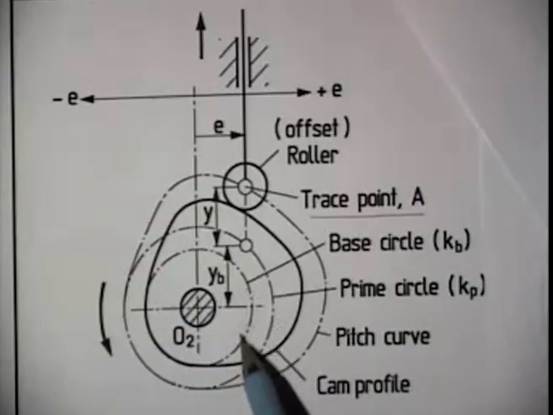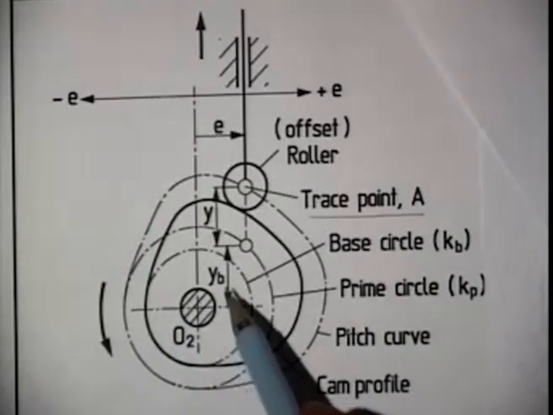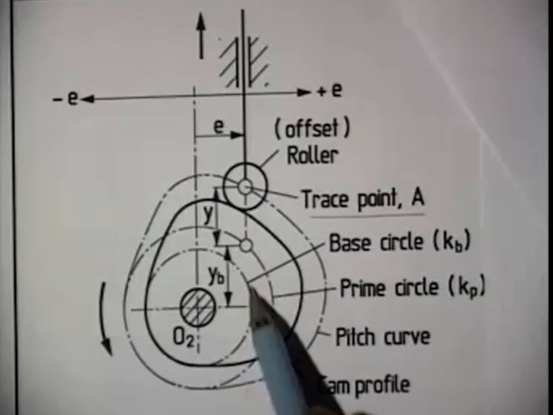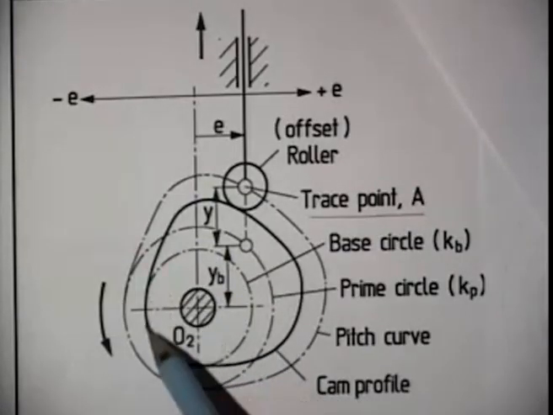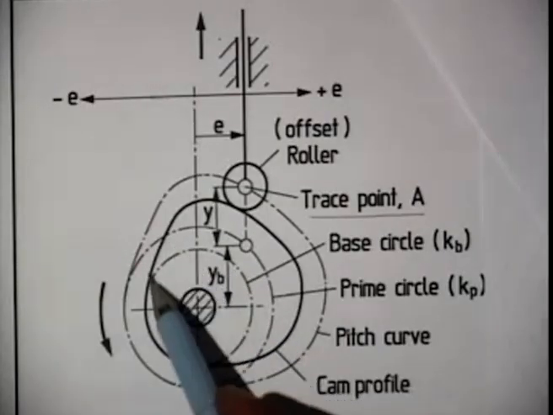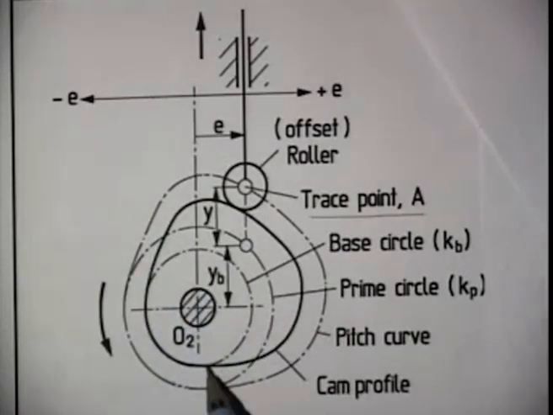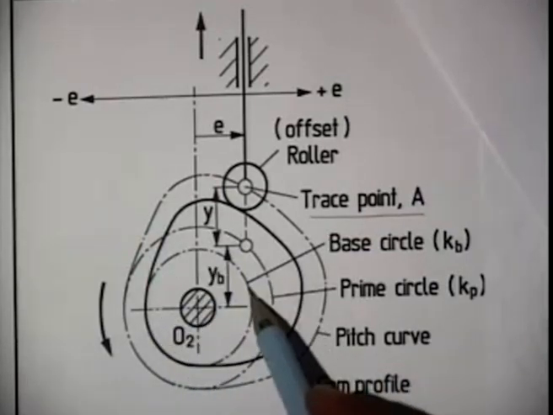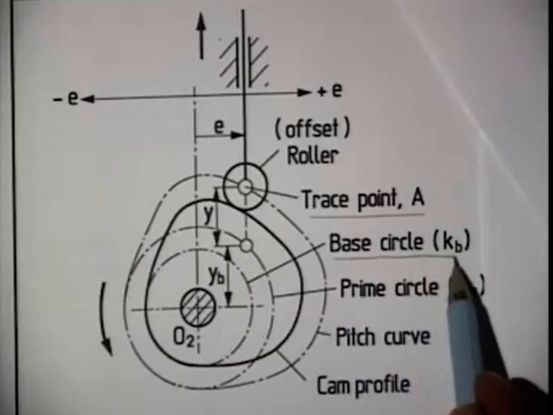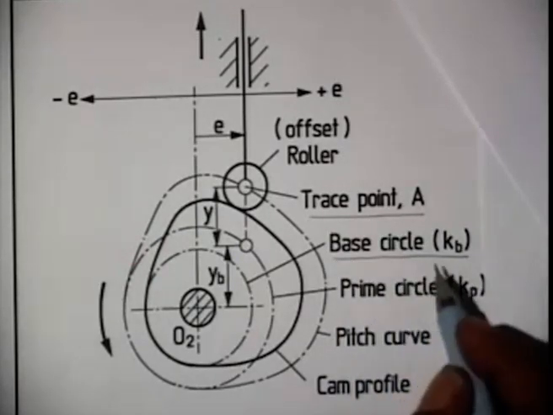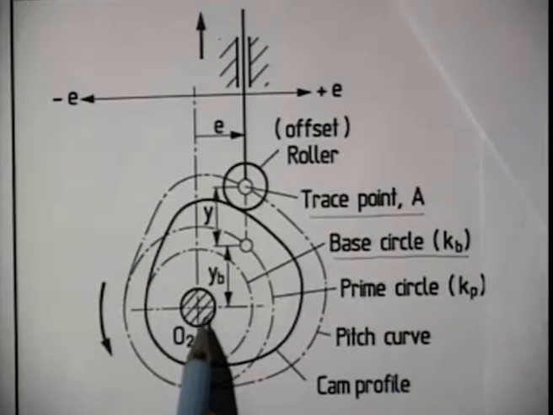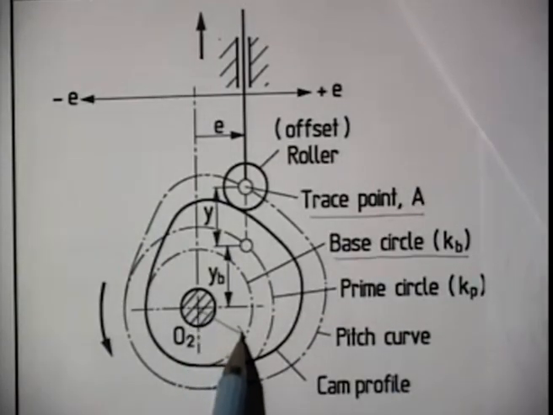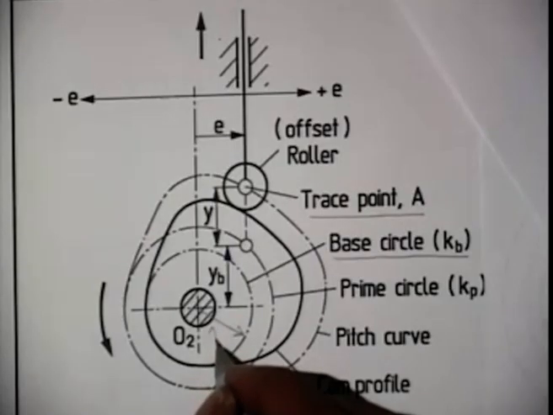This circle, whose center is the camshaft, is the smallest circle that can be drawn, that is, it becomes tangential to the cam profile. Any bigger circle will intersect the cam profile. So, the smallest circle that can be drawn with cam center as the center and tangential to the cam profile, that we call base circle. The radius of the base circle is called base circle radius, and we denoted it by Rb.